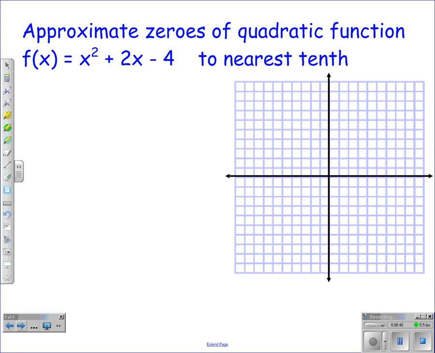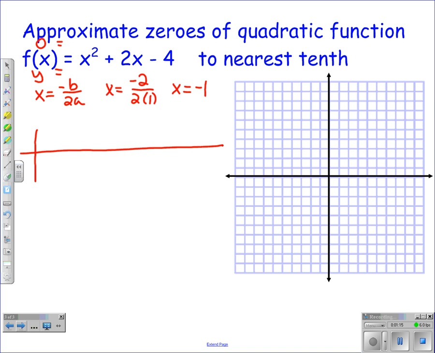Approximating zeros of the quadratic function, let's go ahead and use this equation, and we're going to round to the nearest tenth in the end. Remember, this f of x up here means the same thing as if I had y equals, or if there was a 0 equals. It all means the same thing. We are going to graph the quadratic equation. x is equal to negative b over 2a, so we will have x equals negative 2 over 2 times 1. In other words, x is negative 1.